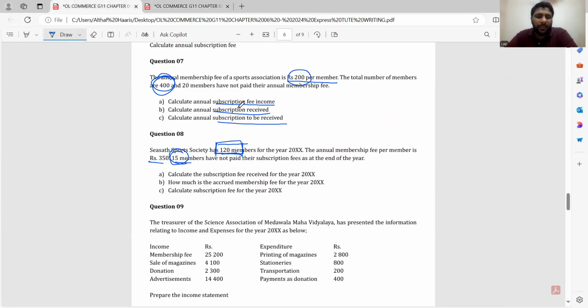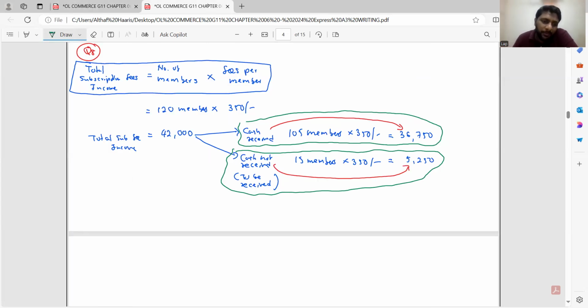So people, we are done with that one as well. So let me mark ABC. First they are asking the total income. Total income 42,000.